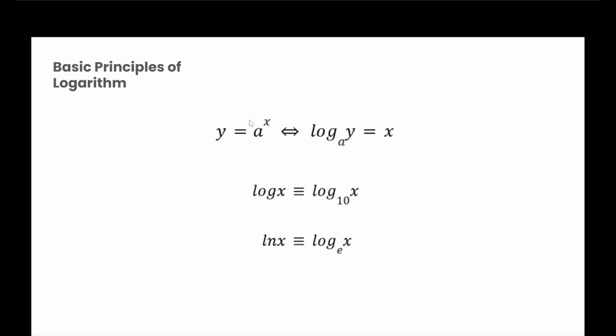For logs, there are bases. For example, here the base for this log is a. There are two common logs that do not have a written base. The first one is base 10, which is written as just log. The second one is natural log, written as ln. The base is e, which is Euler's number. Euler's number is a mathematical constant.